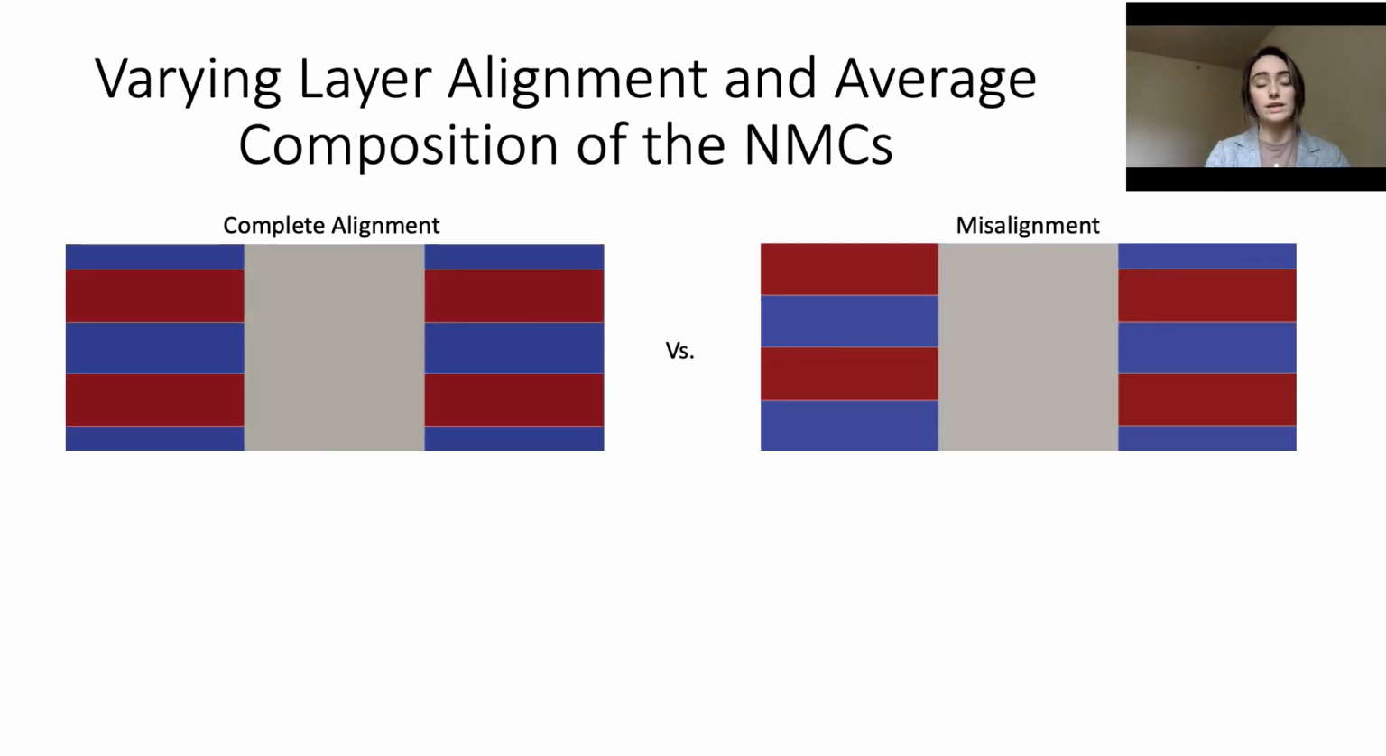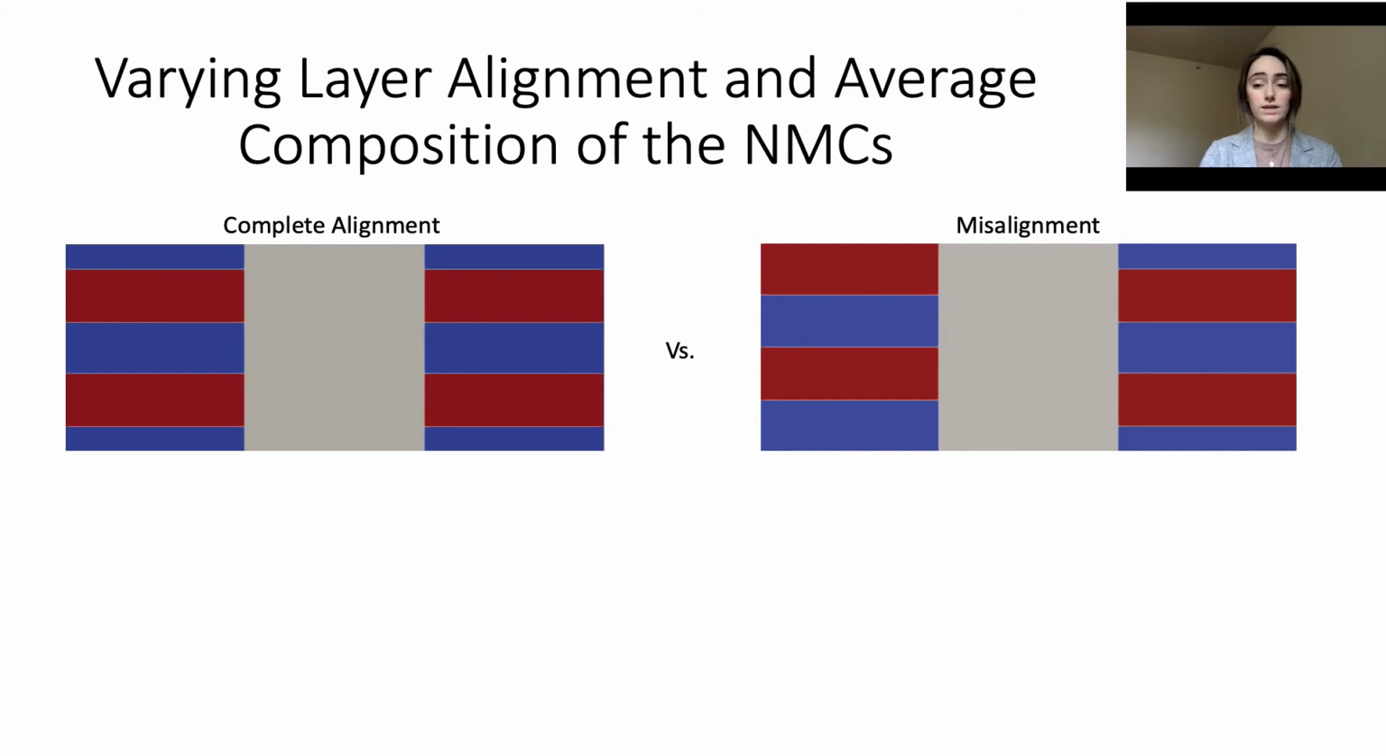The next parameters that I varied in order to determine the fitness of this joining method were the layer misalignment and the average composition of the original NMCs. Layer misalignment refers to the misalignment of the two NMCs before joining. The amount of misalignment is defined by the percentage of the layer thickness by which the layers are shifted compared to the model with complete alignment.